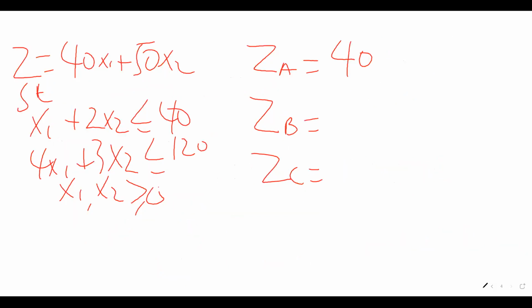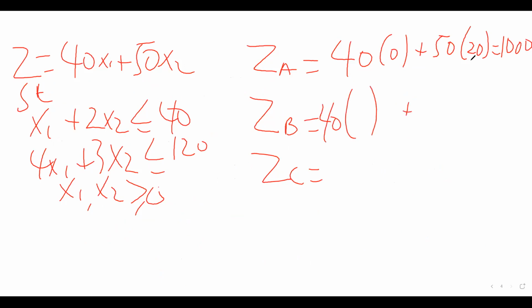x1 is 0, and then 50 times x2, which is 20. When you do that, 40 by 0 will give you 0, and 50 by 20 will give you 1,000. So the profit you get there is 1,000. Now let's do the same thing for the second situation.